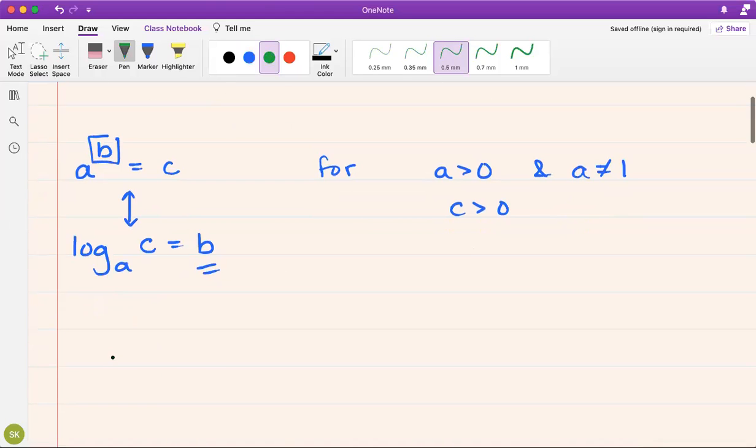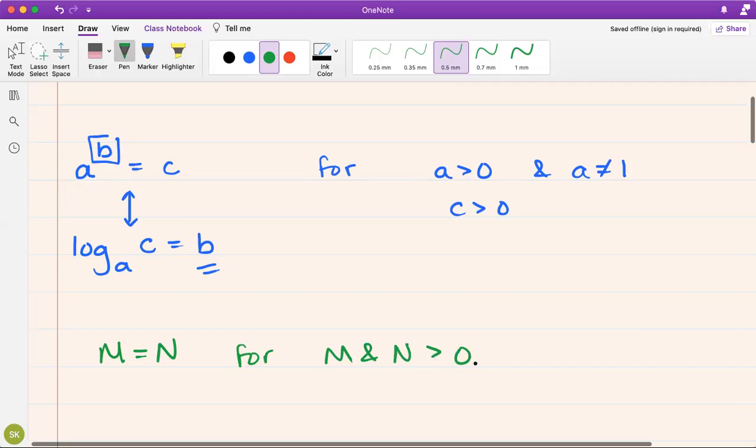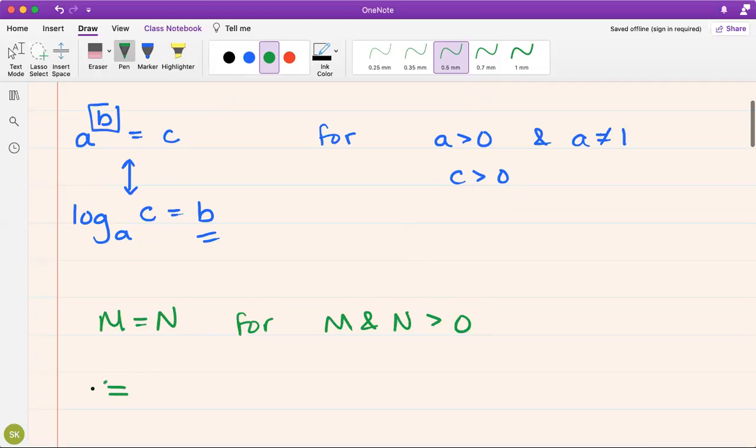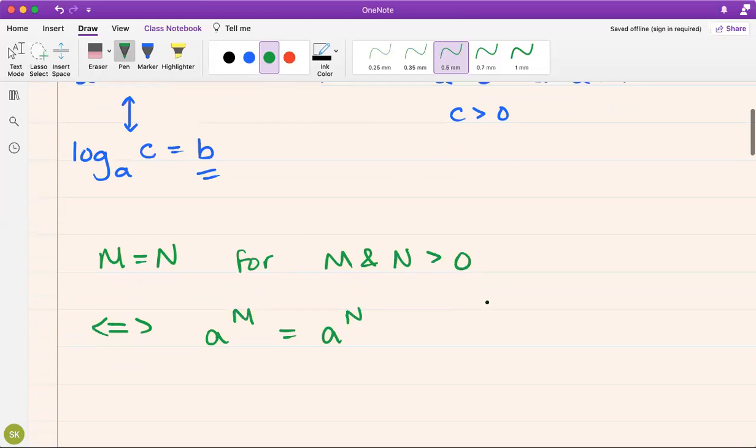Something else is if we have m is equal to n. So we have two things that are equal, maybe two expressions. For m and n, both of them are going to be greater than 0. This is true if and only if a to the m is equal to a to the n. So for example, let's say we had x is equal to 3. Then we could say 7 to the x is equal to 7 to the 3. That's something you'll see a lot.